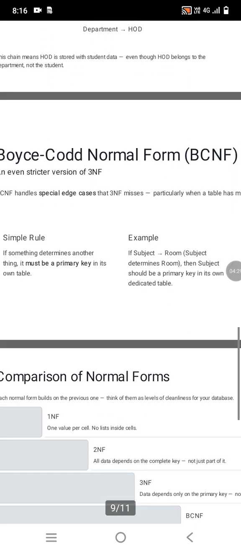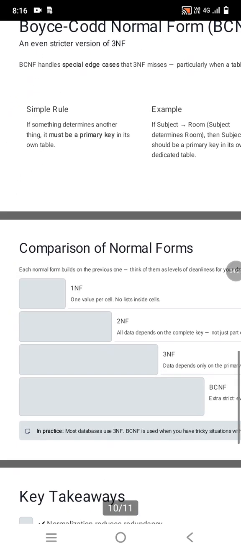That is BCNF. Next, comparison. Each normal form builds on the previous one: 1NF, 2NF, 3NF and Boyce-Codd normal form.